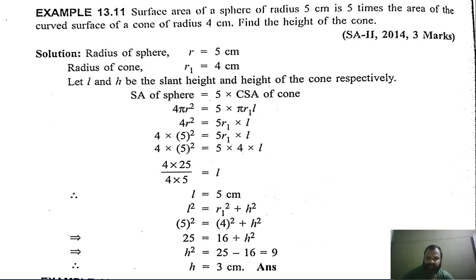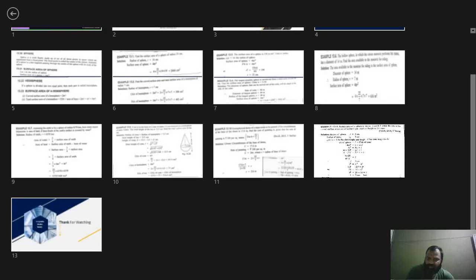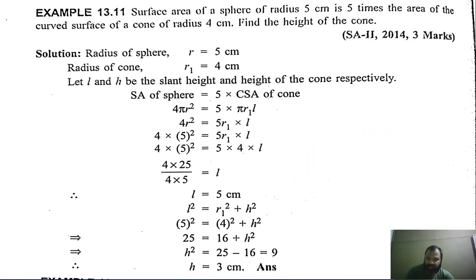Understand the question? Read once again. Surface area of a sphere of radius 5. Now, for some time, skip it. Okay, let's skip. 5 times the area of the curved surface of the cone.